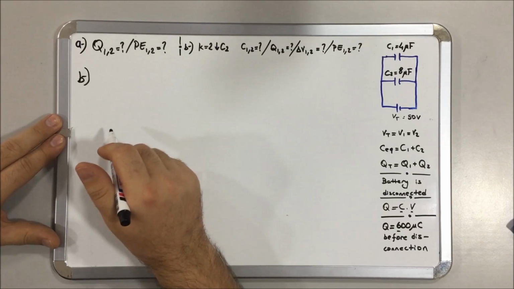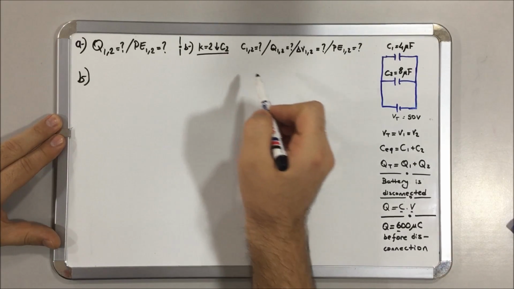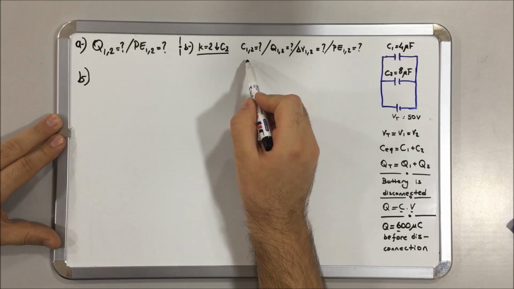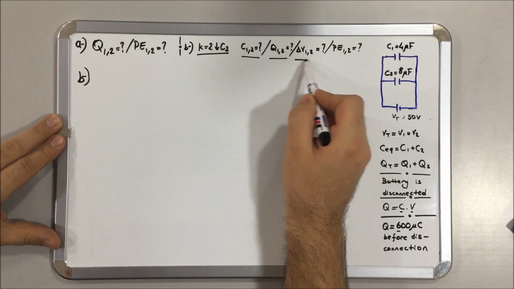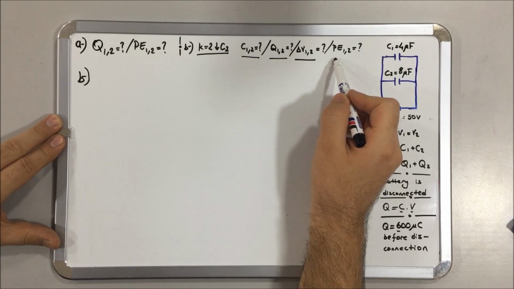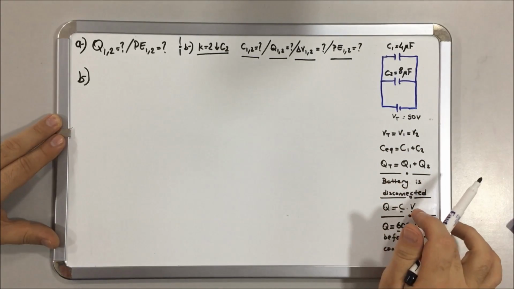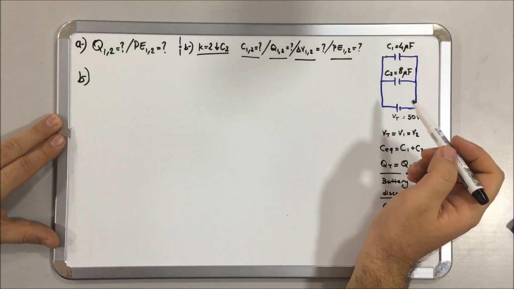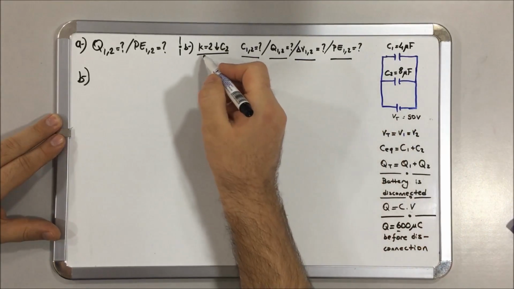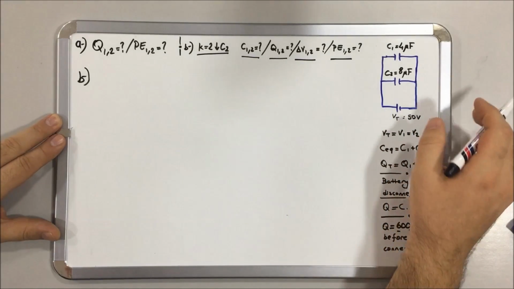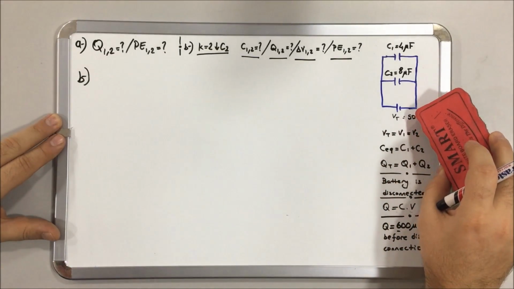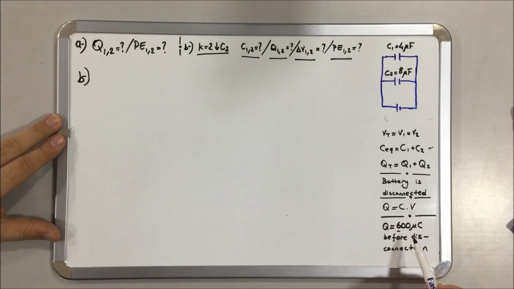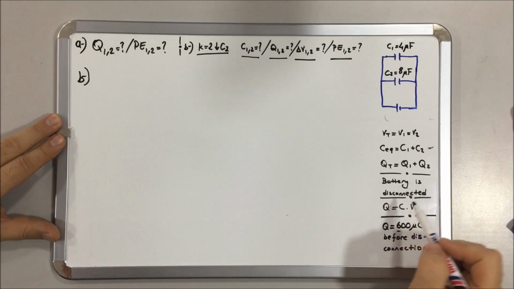What about part B? Part B says, when the dielectric is inserted in the second capacitor, calculate C1 and C2, Q1 and Q2, delta V1 and delta V2, and the potential energy of the first one and second one. Calculate them after inserting the dielectric, where the dielectric constant is given. So after inserting the dielectric, we must calculate the potential difference again. Why? Because the battery is disconnected.